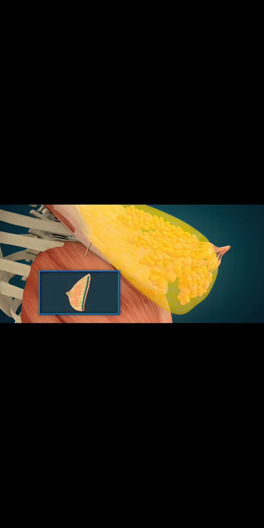Between the base and pectoral fascia, there is a space filled with loose areolar tissue with fat. This space is known as retromammary space. The retromammary space allows some degree of mobility of the breast.